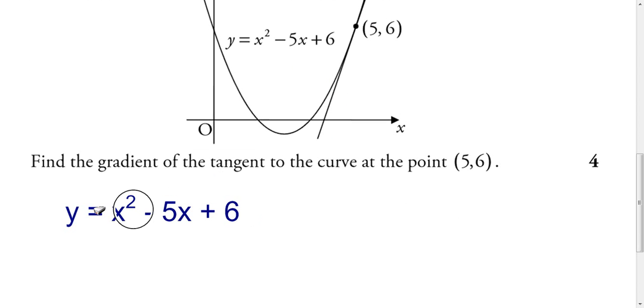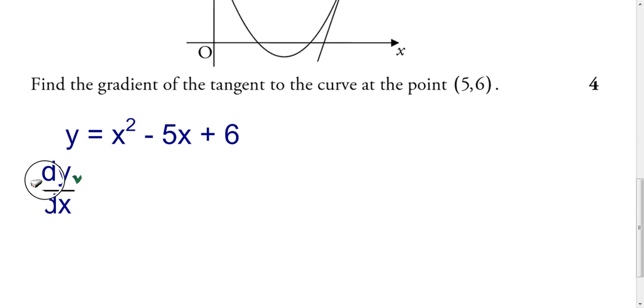So we've been given the equation y equals x squared, take away 5x plus 6. We differentiate this. Write dy by dx, that will get you a mark to know that you're differentiating. Take the 2 down and reduce it by 1. Differentiate the negative 5x, and that's take away 5. And you differentiate 6, it goes to 0, so that's the second mark to do that.